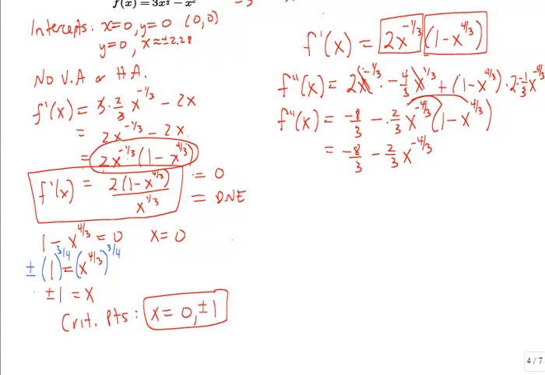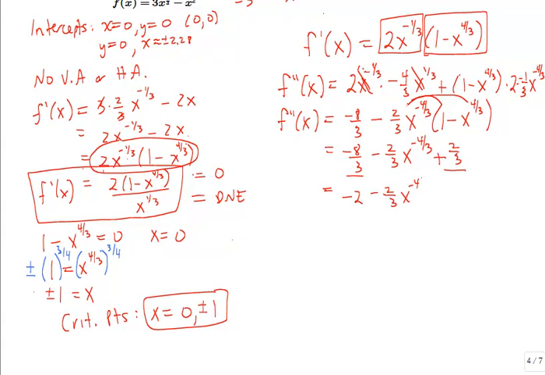And then negative times negative becomes positive. The 2/3 stays put, and x to the negative 4/3 times x to the positive 4/3 is x to the 0 again. So that goes to 1. So we lose those x's again. So we have a couple of like terms. Negative 8/3 plus 2/3 is negative 6/3, which is negative 2.